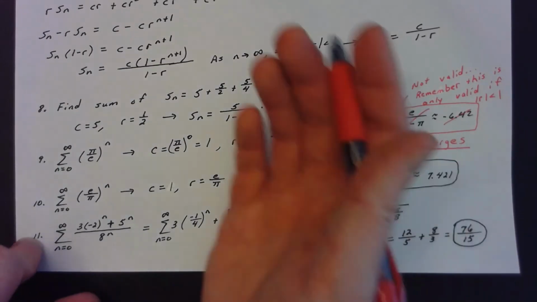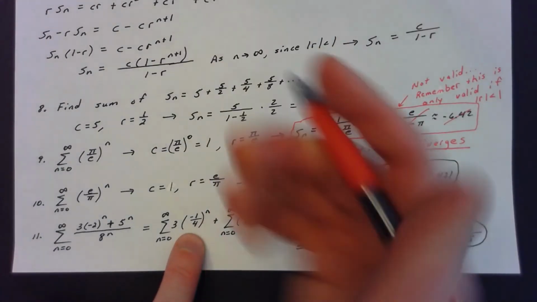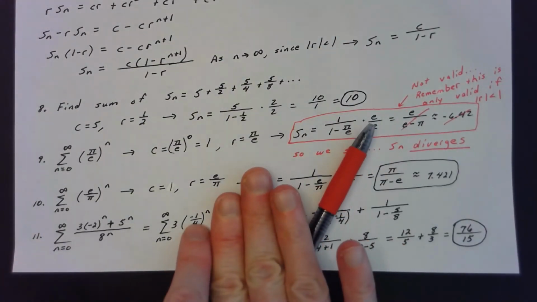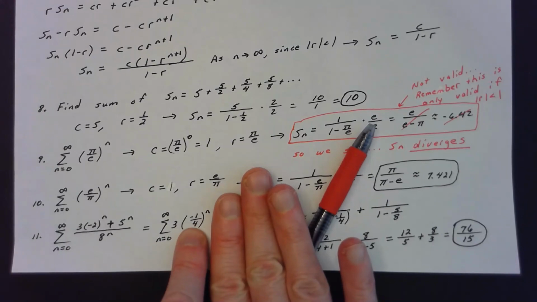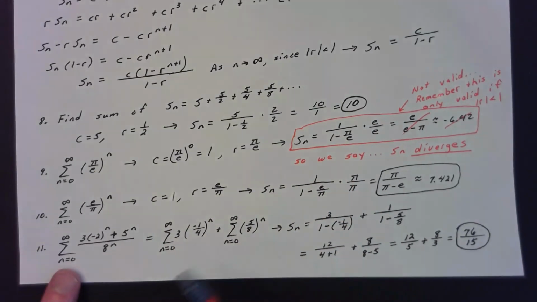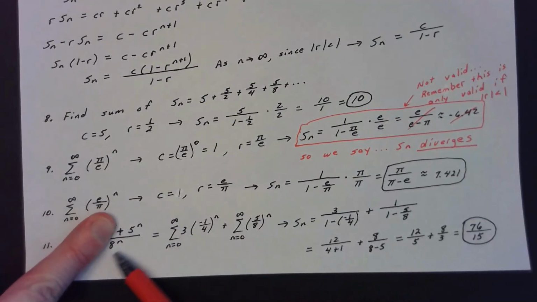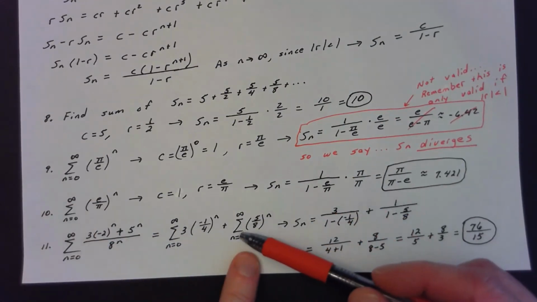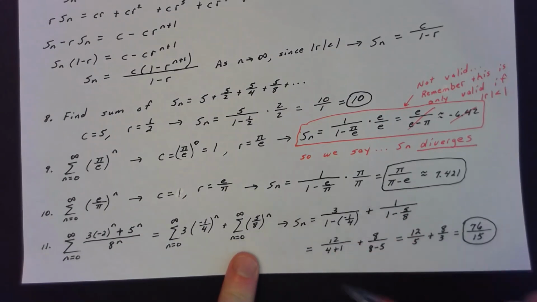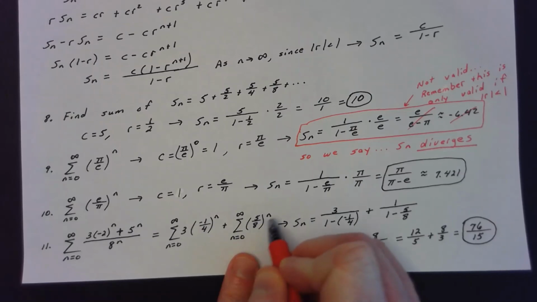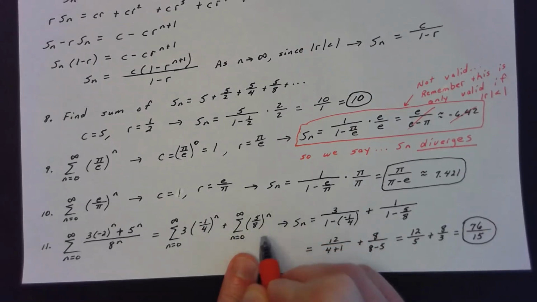So now I can look at this series and say, okay, what's the first term of this series? Well, when n is 0, the first term is going to be 3 times 1. Your first term of this series will be 3. And your common ratio is going to be negative 1/4. Now my second series came from this portion right here, the 5 to the n over 8 to the n. I just said let's add the separate series, 5 over 8 to the n. And the first term of this series would be 5 over 8 to the 0 power, which is 1.